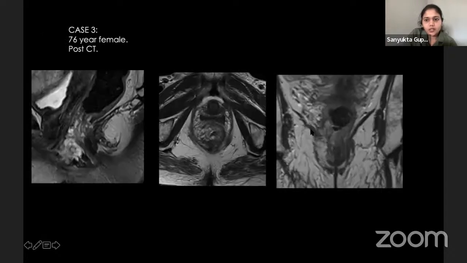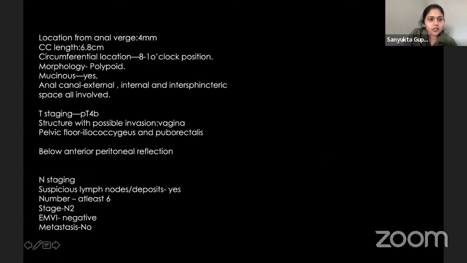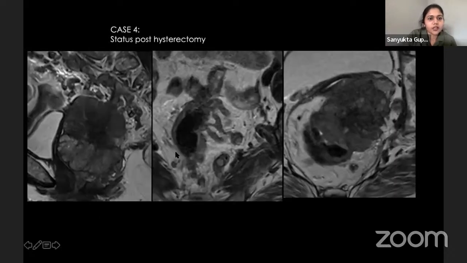This is external sphincter. This is involved. No intersphincteric plane can be seen on the right lateral wall, and the internal sphincter is involved. So this becomes a PT4B with possible invasion of vagina and possible invasion of the pelvic floor. This is below anterior peritoneal deflection, and there are at least 6 suspicious lymph nodes in this scan.